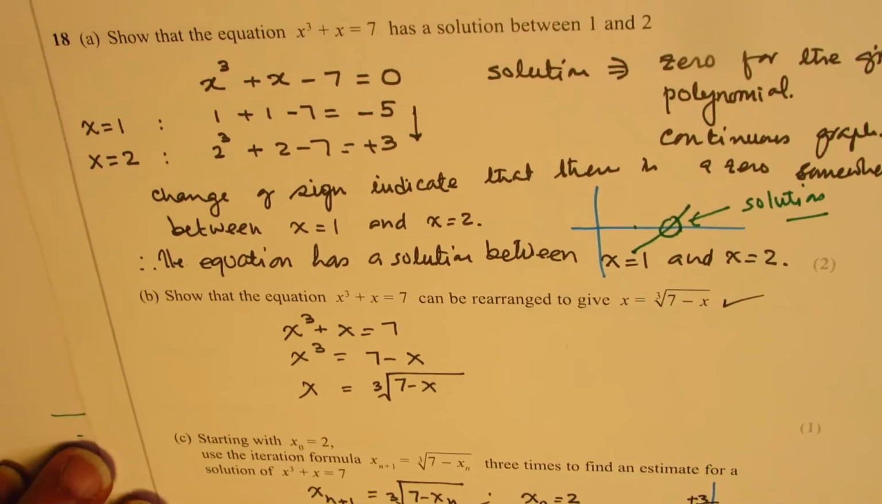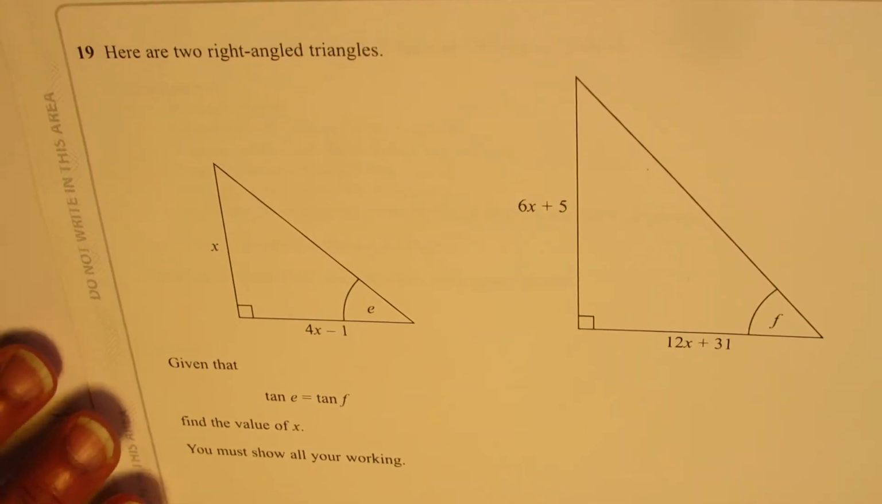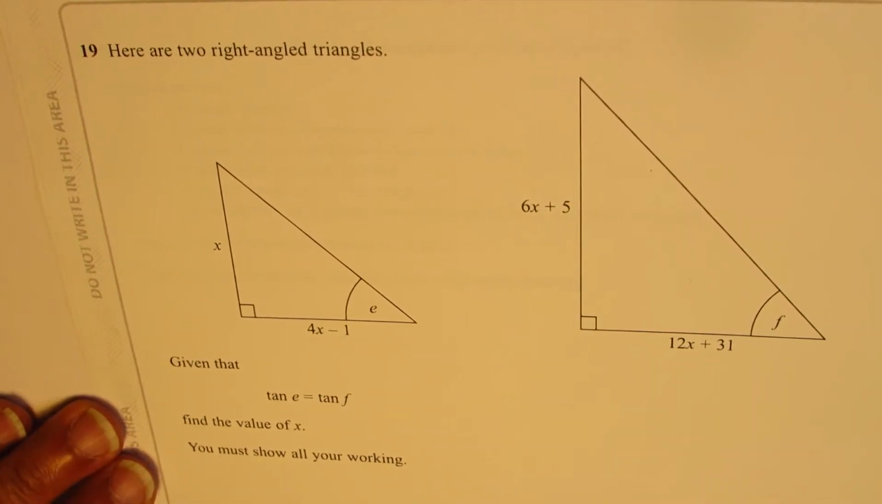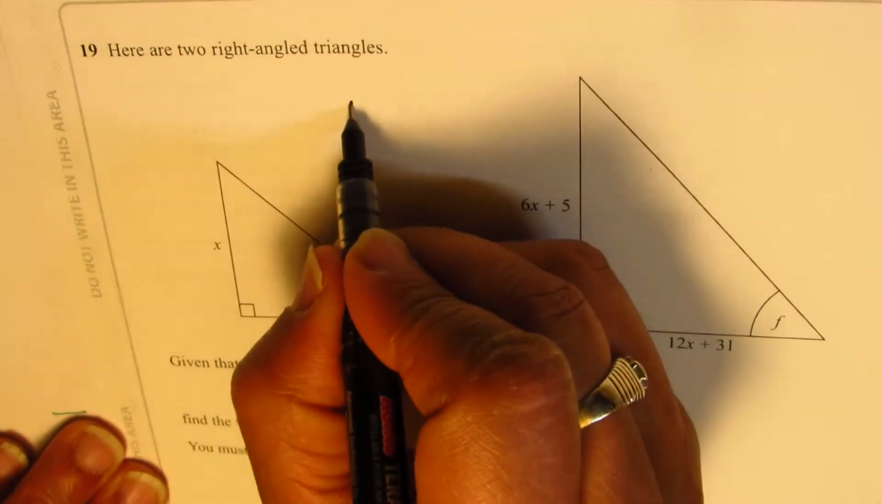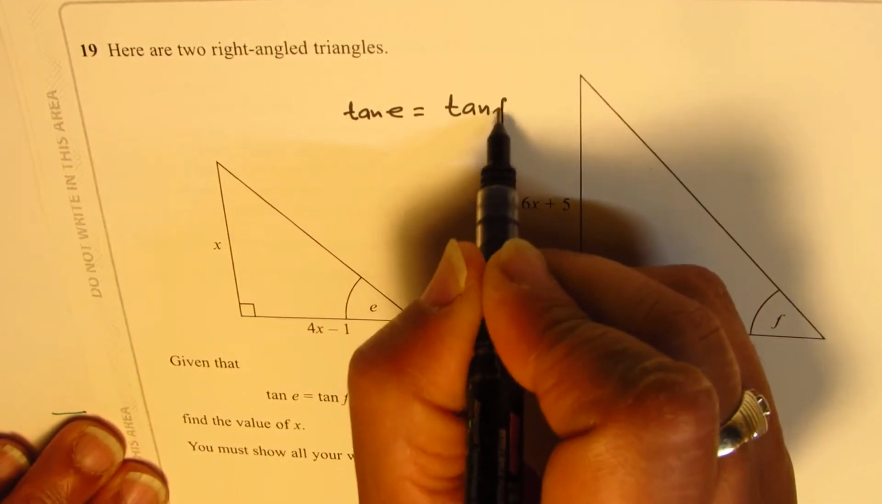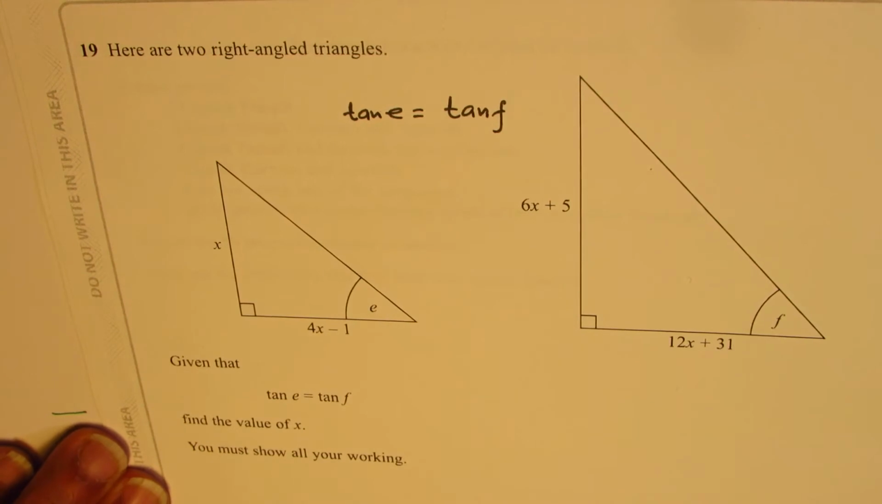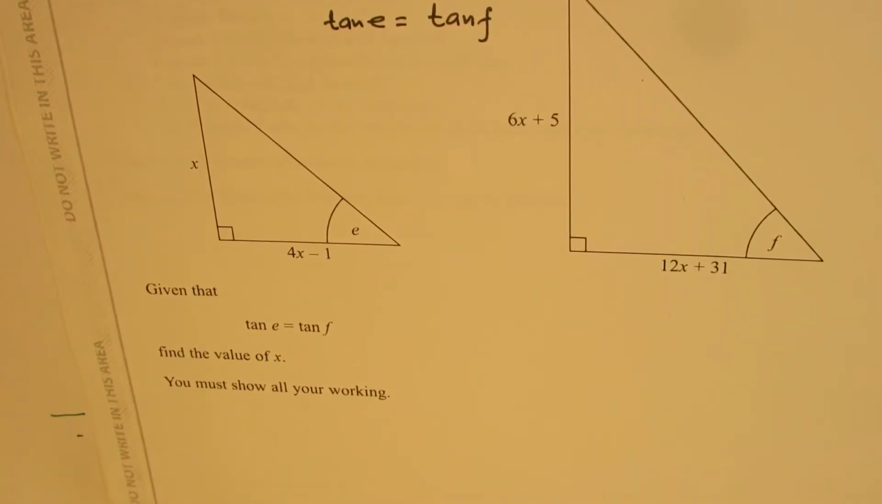Let's move on and take the next question now, which is question number 19. Here are two right angle triangles. Given that tan E equals tan F, find the value of x. You must show all your working.